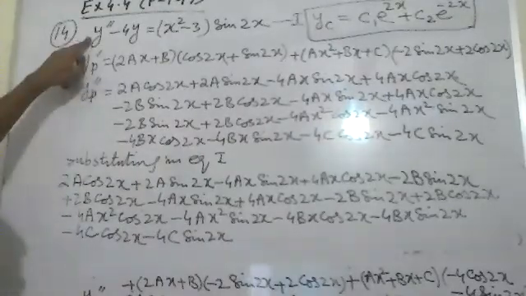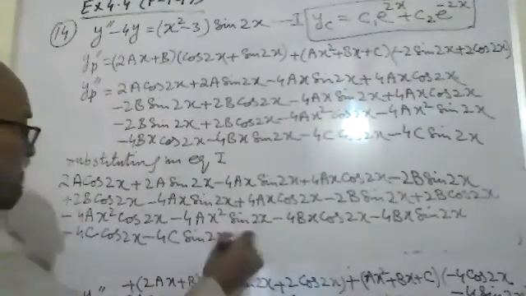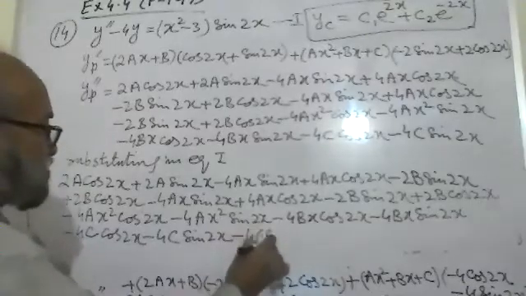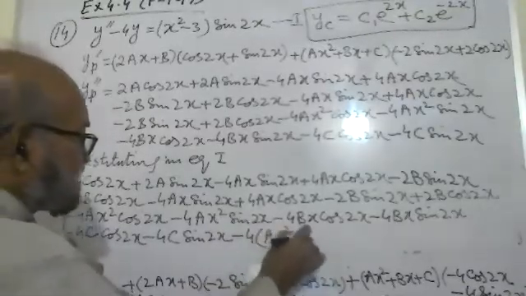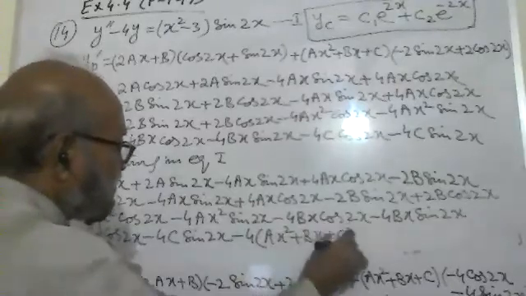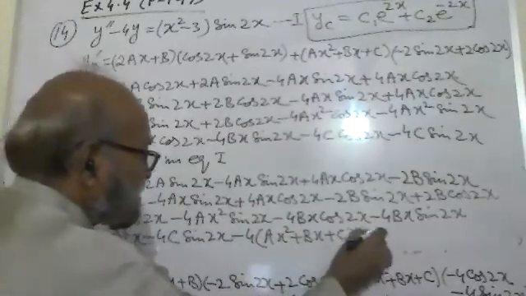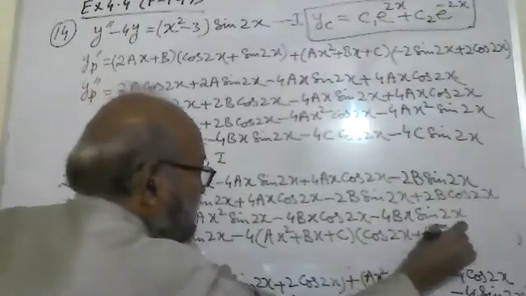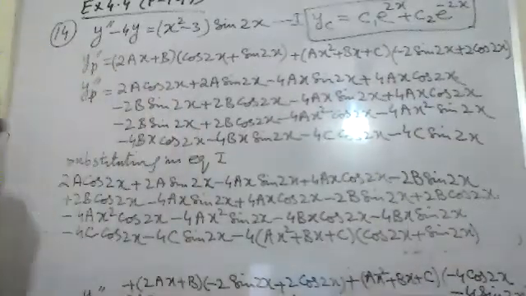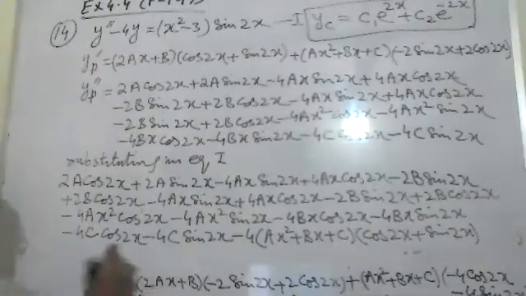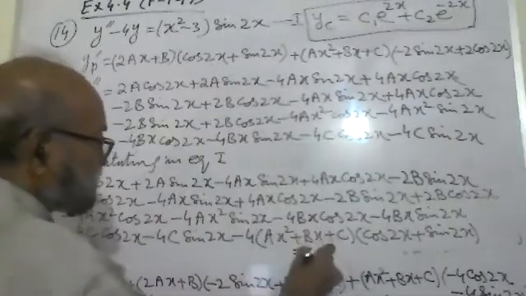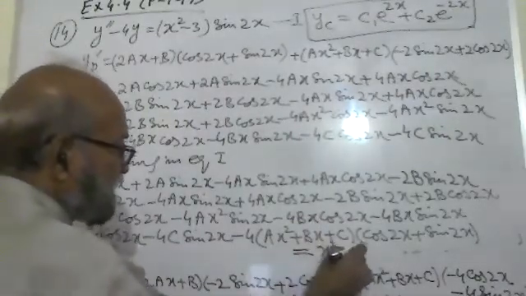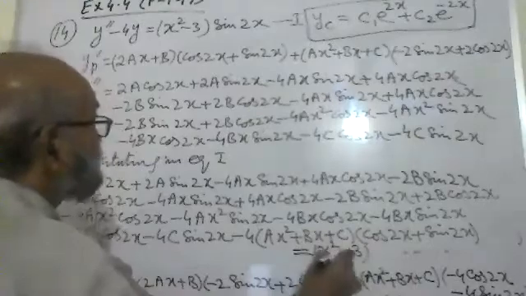This is y double dash minus 4y. Yp was ax square plus bx plus c into cos 2x plus sine 2x, equal to x square minus 3 into sine 2x.